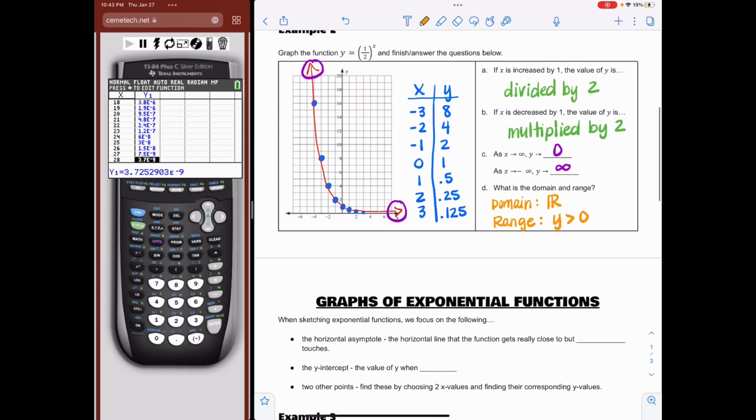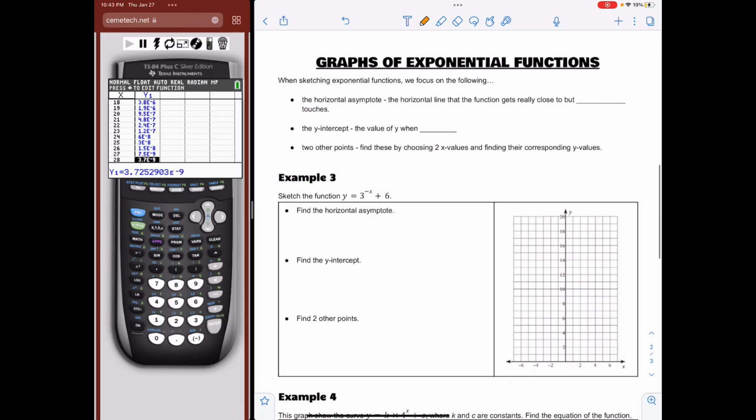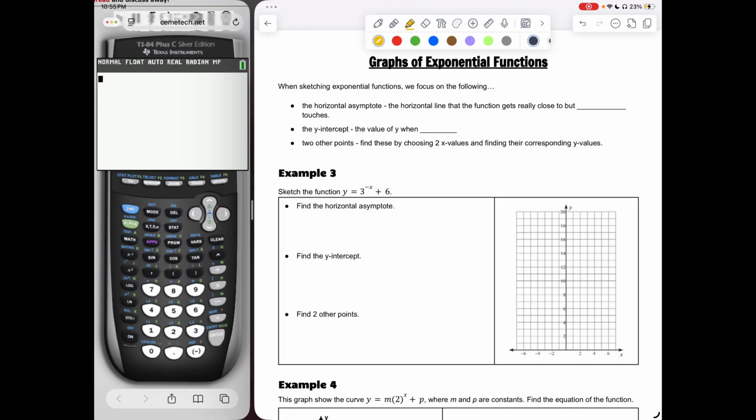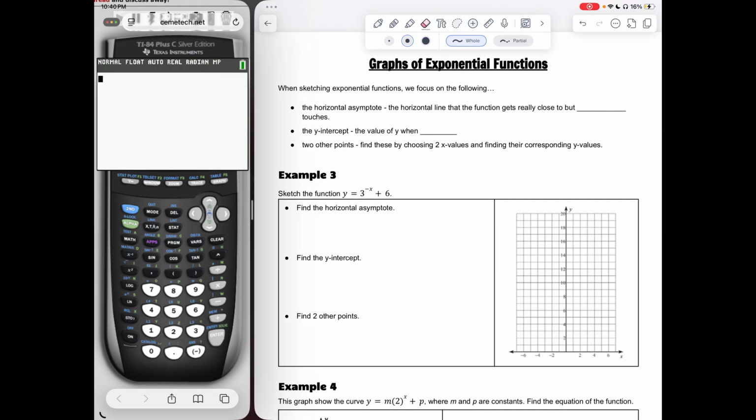All right, so now let's look at graphs of exponential functions. When sketching exponential functions, we need to focus on the following 3 things. The first thing is the horizontal asymptote. Remember, that is the horizontal line that the function gets really, really close to, but never touches. Sometimes it looks like it's laying right on top of it.